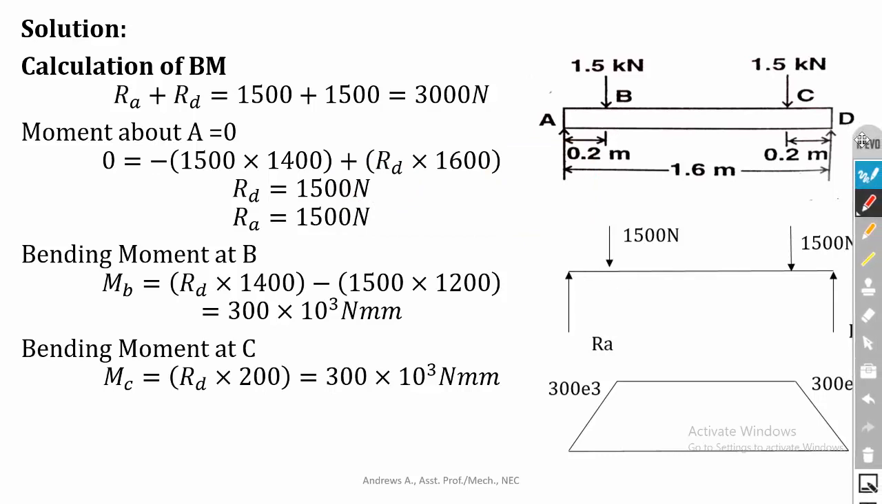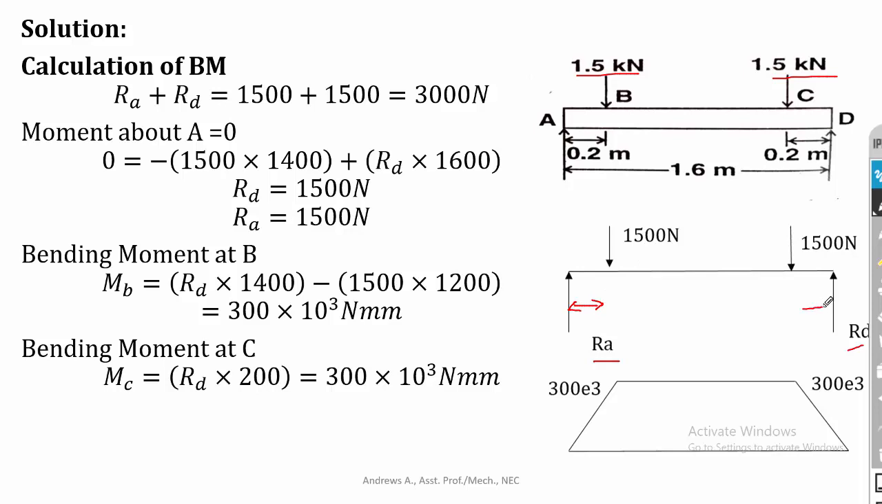Okay, consider two reaction forces at two supports, RA and RD. Then it is subjected to two forces at a distance of 200 mm. So you just mark 200 mm here and here also it is 200 mm, and the weight is 1500 Newton and 1500 Newton. Okay, so to calculate the bending moment, first we have to calculate the reaction forces RA and RD.